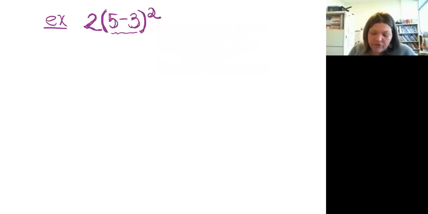Okay, so 2 times the quantity of 5 minus 3 squared. What I found in algebra class is if you can read it, you guys can do it. A lot of times you can't do it because you don't know what it says. You don't speak my language. So practice reading your expressions.